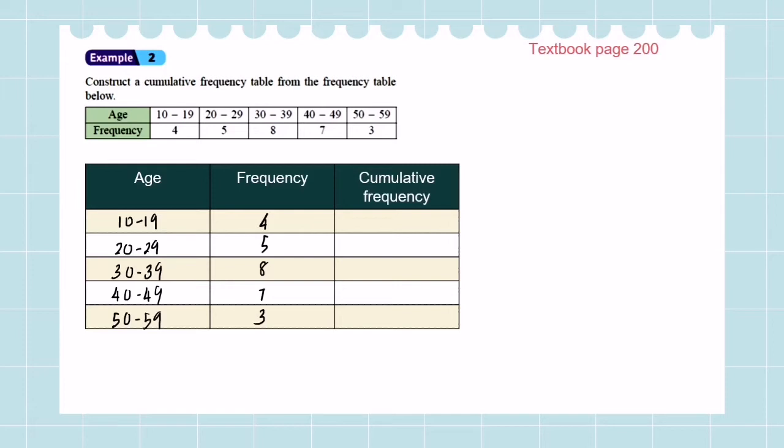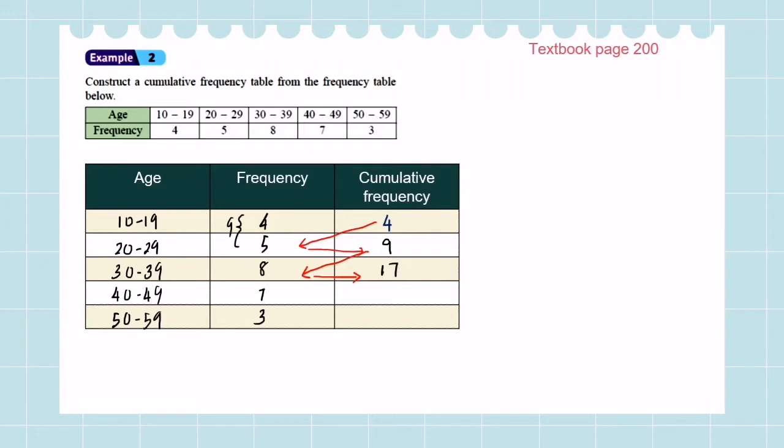Okay, how to get the cumulative frequency? Cumulative frequency is you accumulate all the frequencies before. So it's like this. 4, before 4 we don't have any number, so it is 4. The cumulative frequency is 4. And here, 4 plus 5 equals what? 9, right? Here we write number 9. The total of the number before plus 8. So what is the sum of 9 and 8? 17.